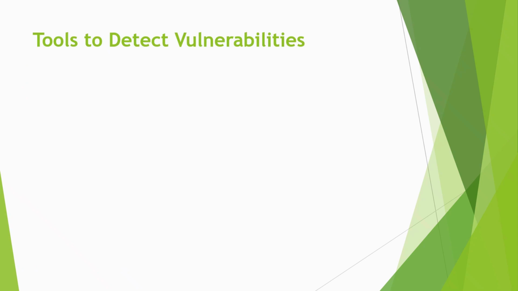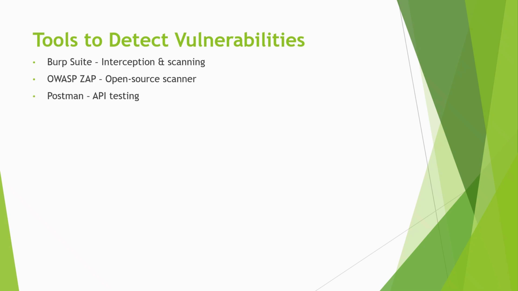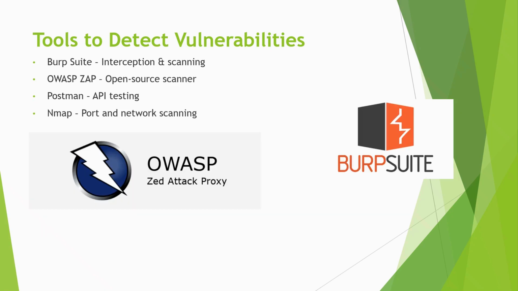A few tools to detect these vulnerabilities are Burp Suite to intercept and test web traffic, OWASP ZAP, a free open source vulnerability scanner, Postman for testing APIs, and Nmap to scan networks and find open ports.